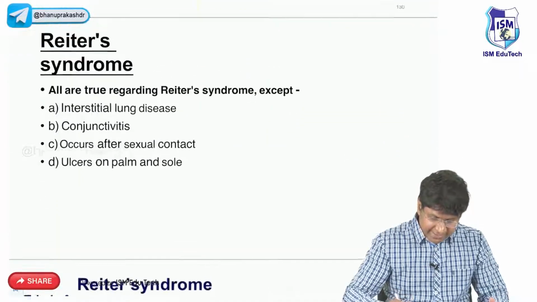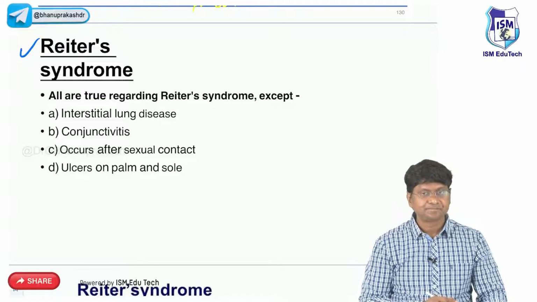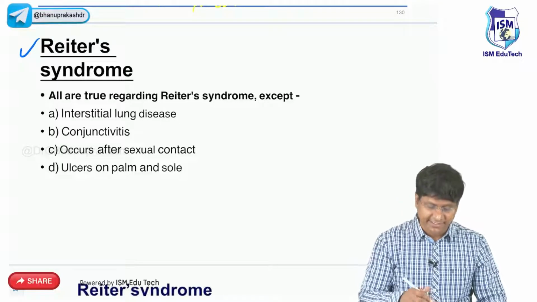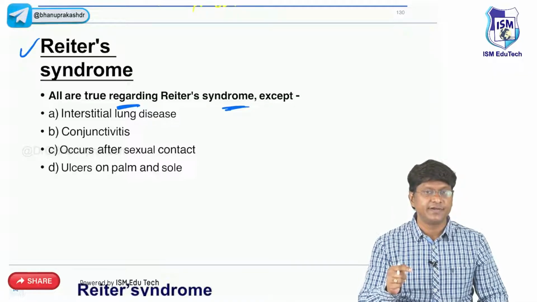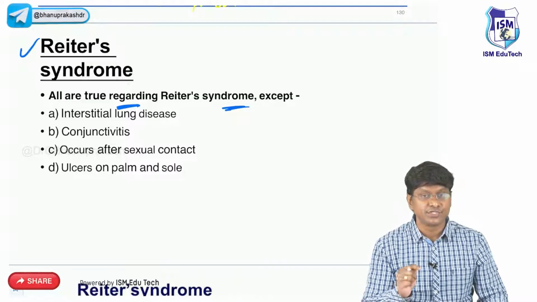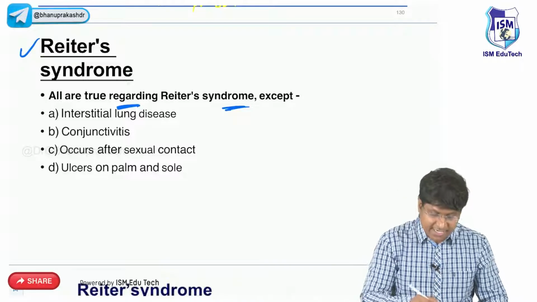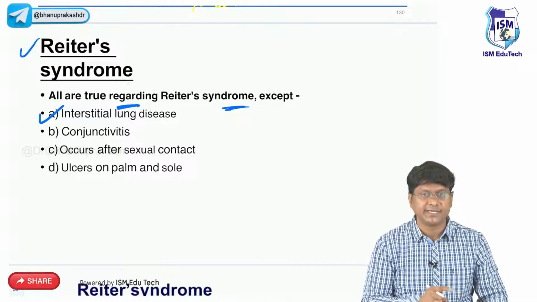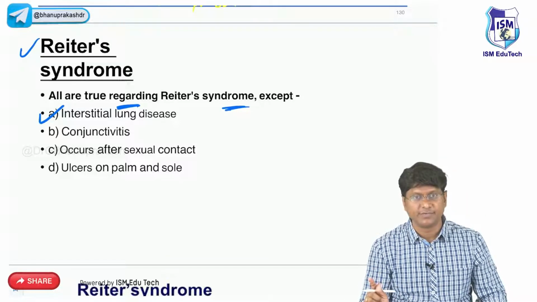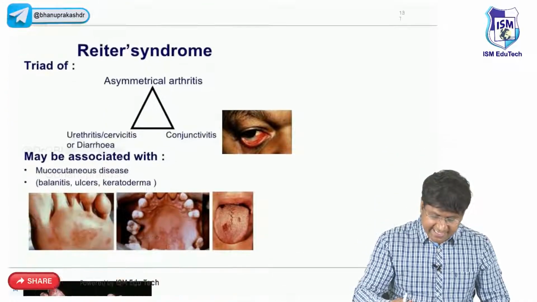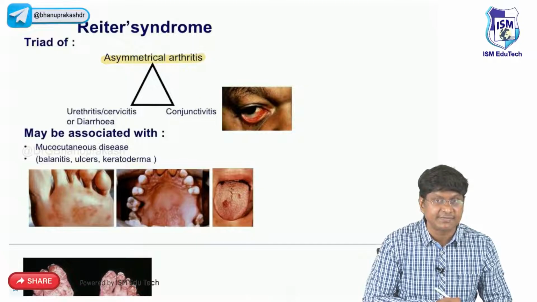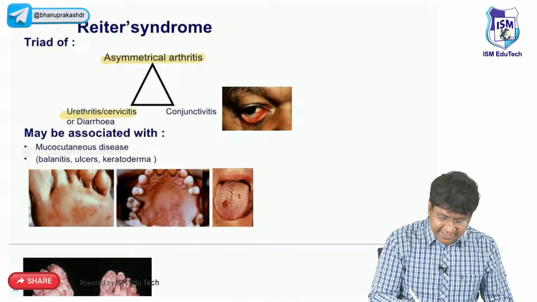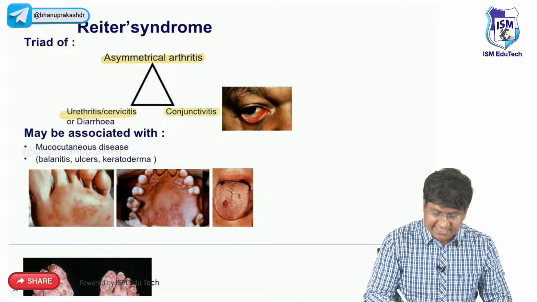Next, followed by that, let me take up the discussion of Reiter's or reactive arthritis. All are true regarding Reiter syndrome except: interstitial lung disease, conjunctivitis, occurs after sexual exposure, ulcers on the palm. Remember, in patients with Reiter's or reactive arthritis, you don't have lung involvement, and it is characterized by a triad. What is the triad in Reiter's or reactive arthritis? One is asymmetrical arthritis, then urethritis or cervicitis, and then conjunctivitis.